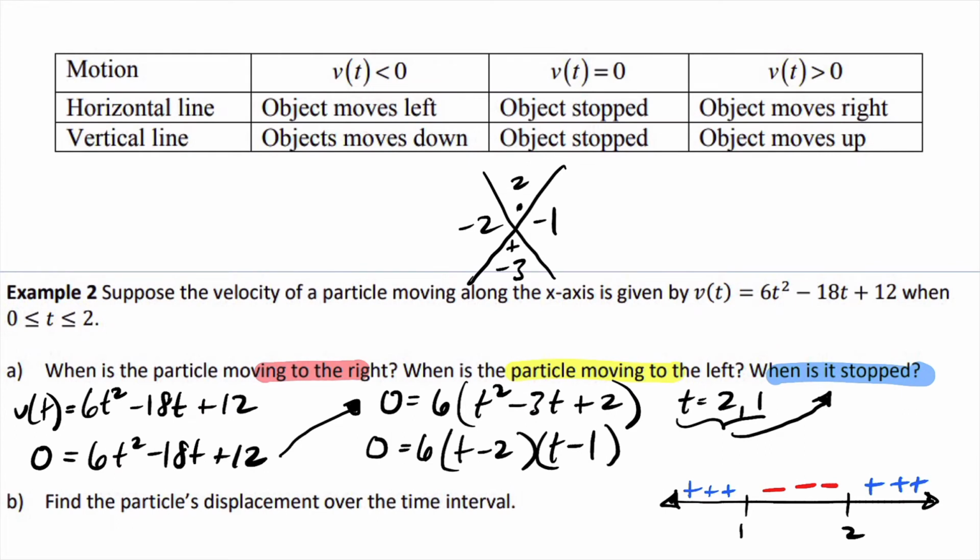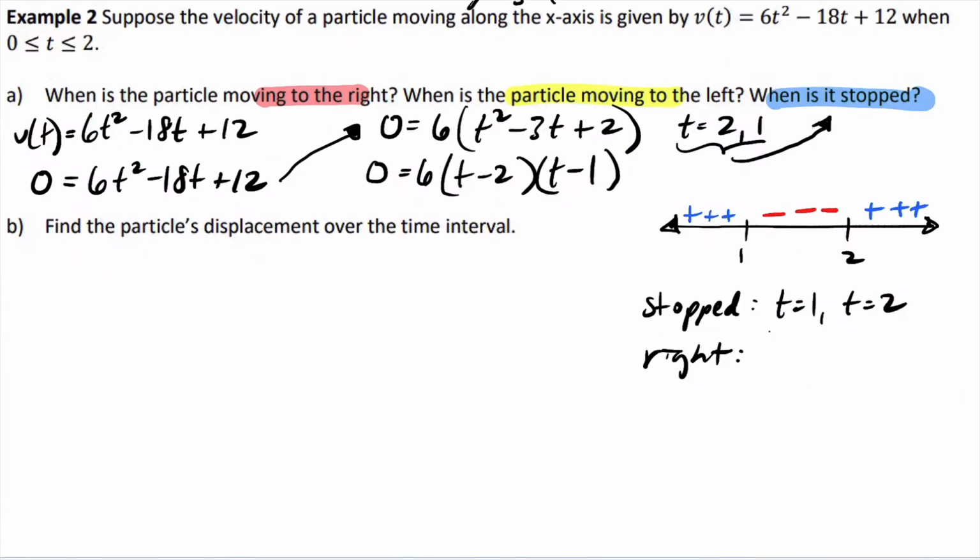Right is when it's positive. So that's going to be from... where would that be from? That's a good question. There you go. 0 to 1, not negative infinity to 1 and 2 to positive infinity, because the particle only goes from 0 to 2. Okay, and then left would be from 1 to 2.